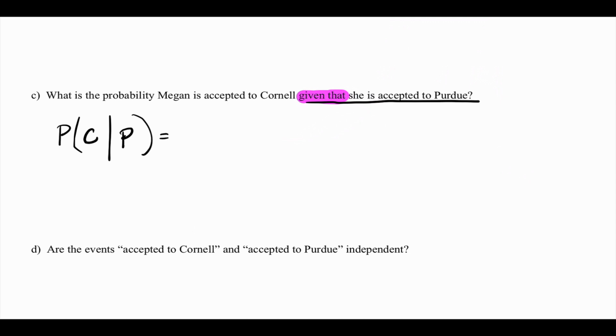So now I'm going to change those A's and B's that I saw earlier. Since A came first, that'll be P of C and P over the probability of P. C took the place of A, so anywhere I see an A, I put a Cornell. P took the place of B, so anywhere I see a B, I put Purdue. That's the formula I'm going to use.